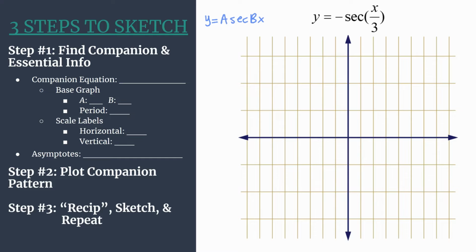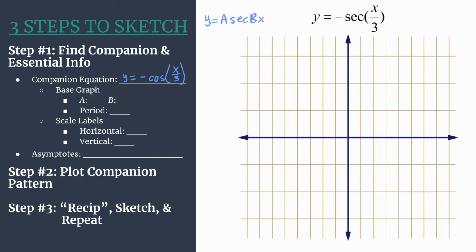All right. Let's dive into step 1. We're going to find our companion equation and its essential information. So our companion equation is simply going to be our equation, but instead of secant, we'll use the reciprocal function cosine. So everything else stays the same, but we have y equals negative cosine of x over 3. So essentially we're going to graph this equation, and then we'll change it into the secant function. We'll do that in step 3.